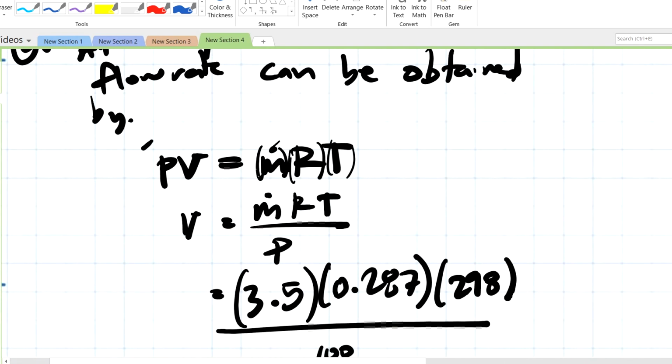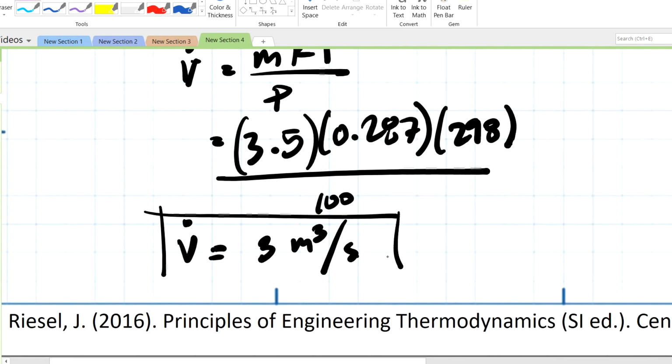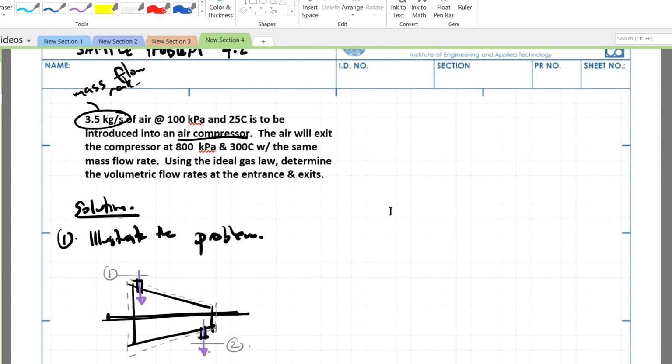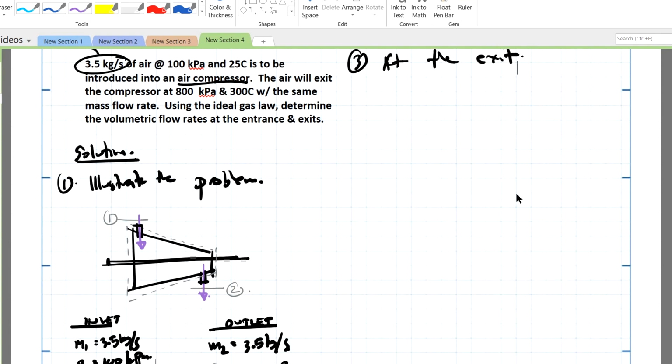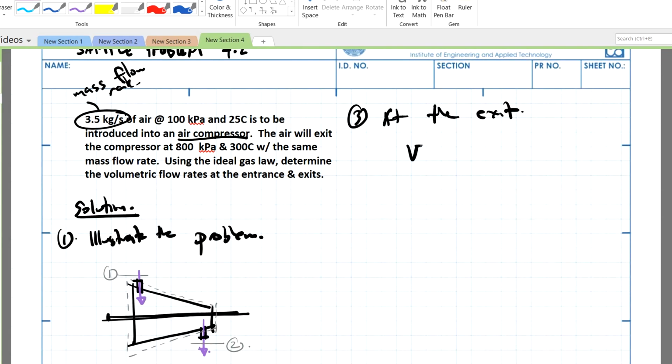By the way, whenever we have a flow rate, for mass we use m dot, and for volume we use a dot as well, because it's a flow rate. So flow rate, that is per unit time, so 3 cubic meters per second. Okay, next is at the exit. So at the exit, we still apply the same equation. So PV is equal to mRT. So V dot is equal to m dot RT over P.